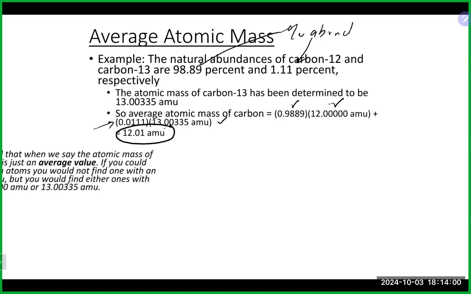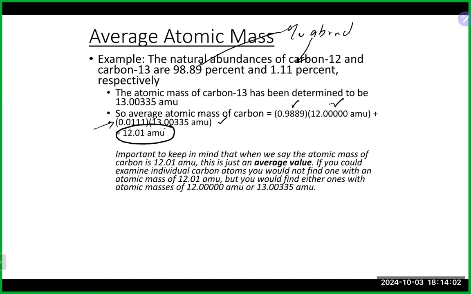12.01. So it is important to keep in mind that although people don't usually call them average atomic masses, you will probably never find a carbon atom that has a mass of 12.01. You would either find a carbon that is basically the carbon 12 isotope that has a mass of 12, or you would find the carbon 13 isotope that has a mass of 13 and some change. So, again, there's average values of all these naturally occurring isotopes for these particular elements. Any questions on that?